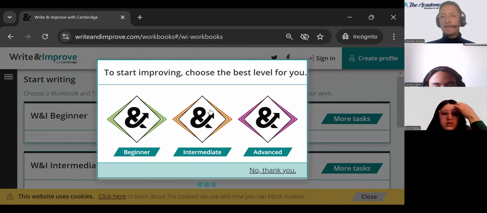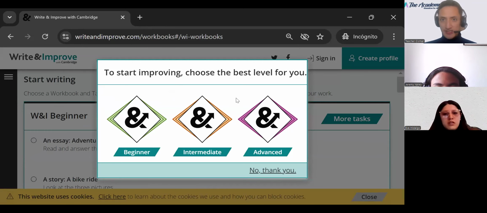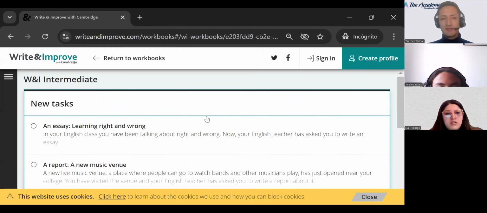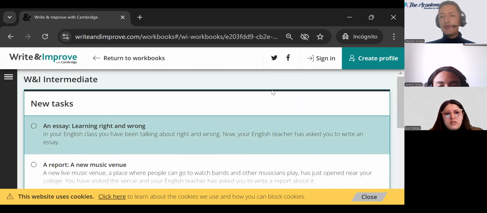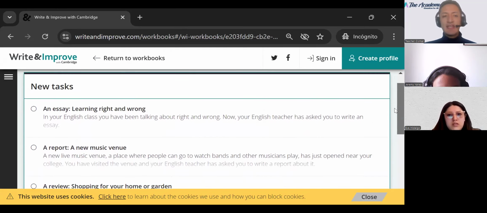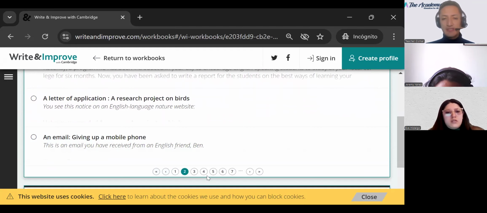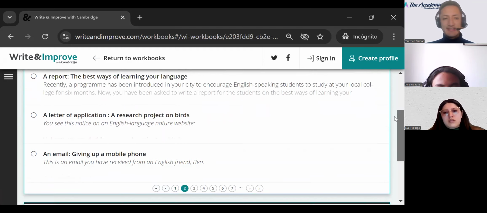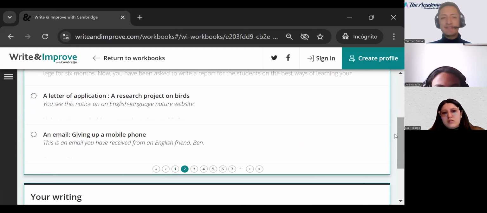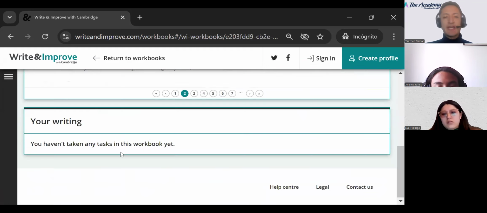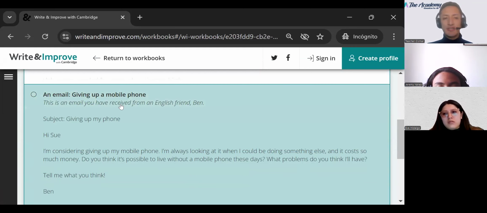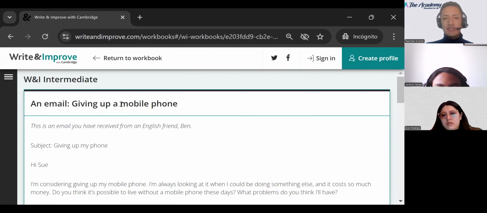And remember, we have to choose the level intermediate. This is our level intermediate. And here you have some examples of what you are supposed to write, okay? An essay, a report, a review. Let me move down a little bit. Okay, and here on the second page, we have the email. We're going to click over here, and let me explain how it works.